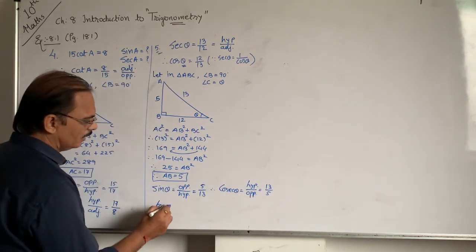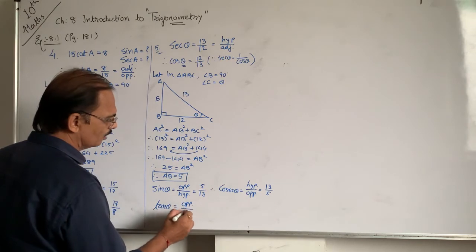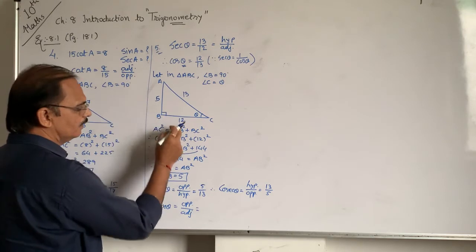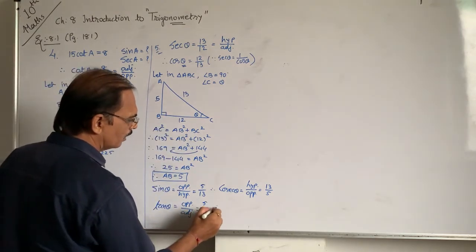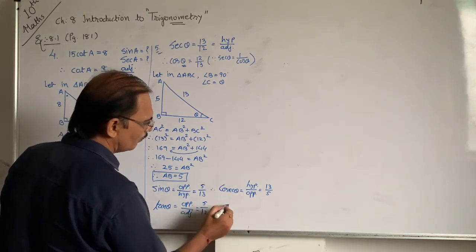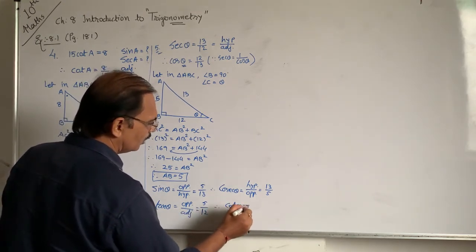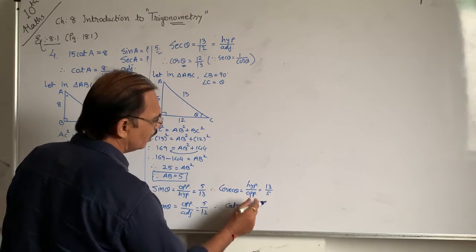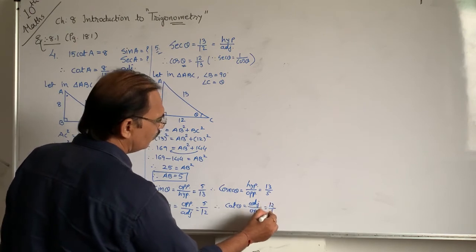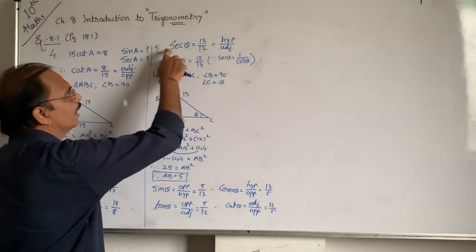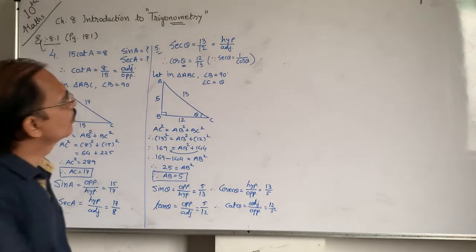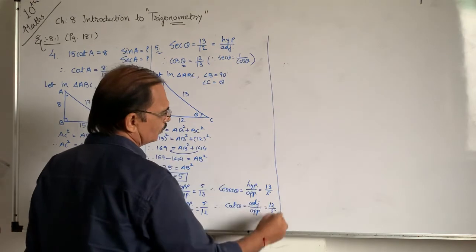Now tan theta. Tan is opposite upon adjacent. No hypotenuse is used. For this theta, opposite is 5 and adjacent is 12, so tan is 5 upon 12. Its reciprocal is cot theta. Cot is adjacent upon opposite, that means 12 upon 5. 1, 2, 3, 4, 5, 6. 6 ratios are there. Okay, so in this way you can find all ratios.